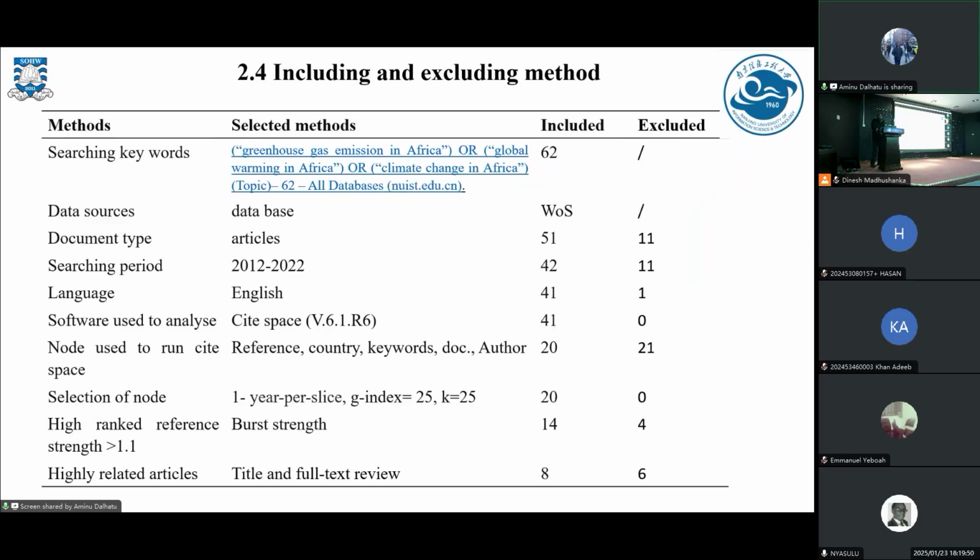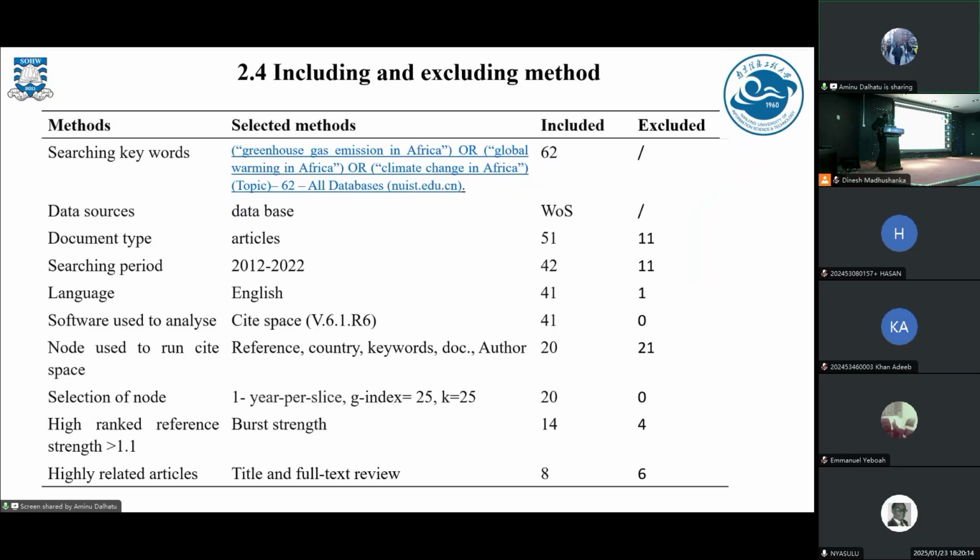The last one is from Matthew, who is asking, based on your review, what are the research gaps not addressed in previous studies concerning greenhouse gas emission over Africa. Like, it's asking specifically those research gaps that were not addressed.